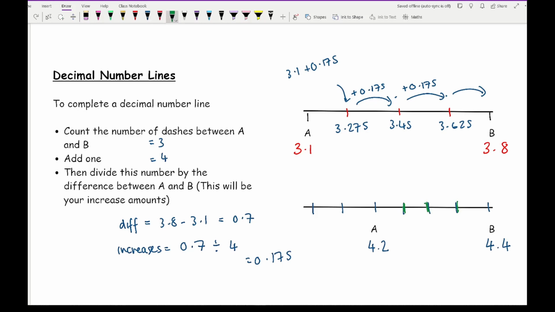So again, following the steps, I've got 3 plus 1, which is 4. So then the difference is 0.2. And so I'm going to do 0.2 divided by 4, which gives me 0.05. Now, from there, all I then want to do is work out what each of these numbers are. So this is going to be 4.25, then it's going to be 4.3, and then 4.35. And so here I'm adding 0.05.